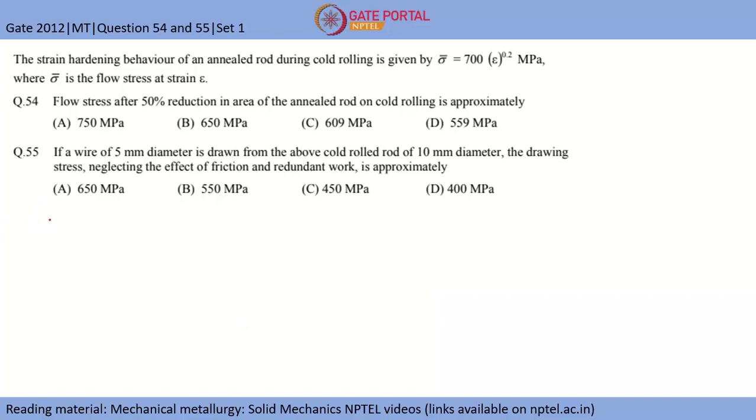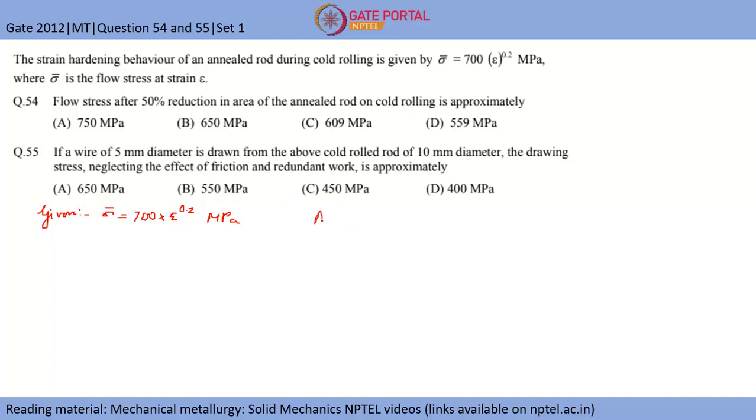So let's start with the solution. Given is, we should first write the equation of flow stress. Sigma is denoted by 700 into epsilon raised to power 0.2 in MPa. So this is the equation given, and what is asked is 50% reduction in area.